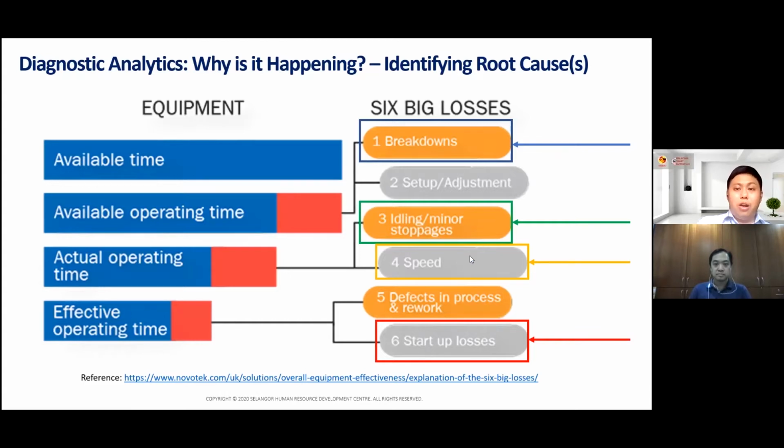So by asking a lot of questions on why, once you identify the 6 big losses, you're actually able to drill down to the root cause of what's actually happening to your machine, right? Or your manufacturing operation, by using diagnostic analysis.